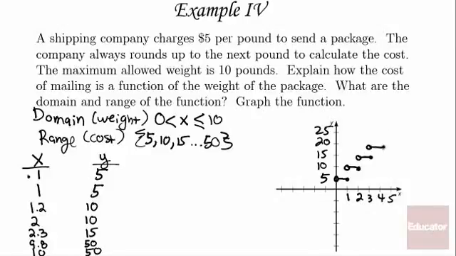So this is kind of an interesting graph because it is stepwise. Because there are multiple X's that are charged the same price. And this is still a function because each X value is only assigned one Y value. 0.1 is assigned $5. 1 is assigned $5. So there's still only one Y value assigned to each X. So this is still a function and it generates this stepwise graph.